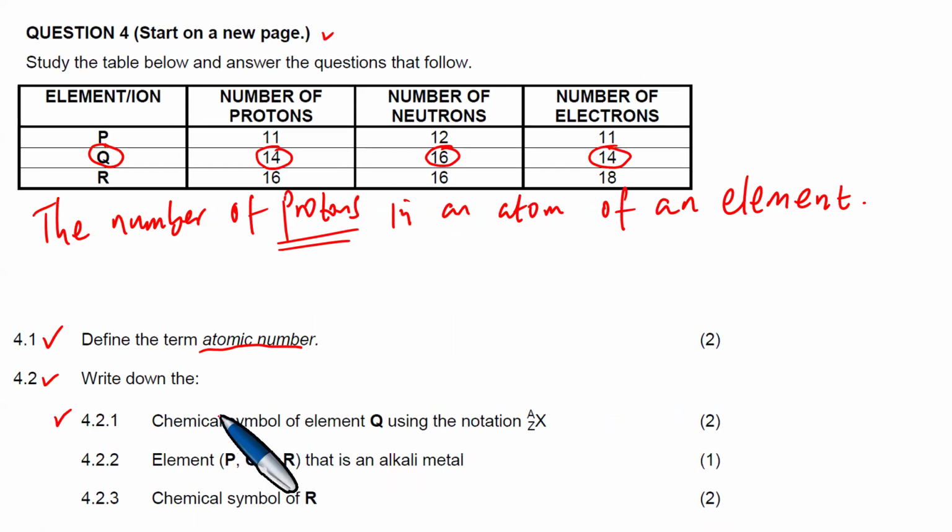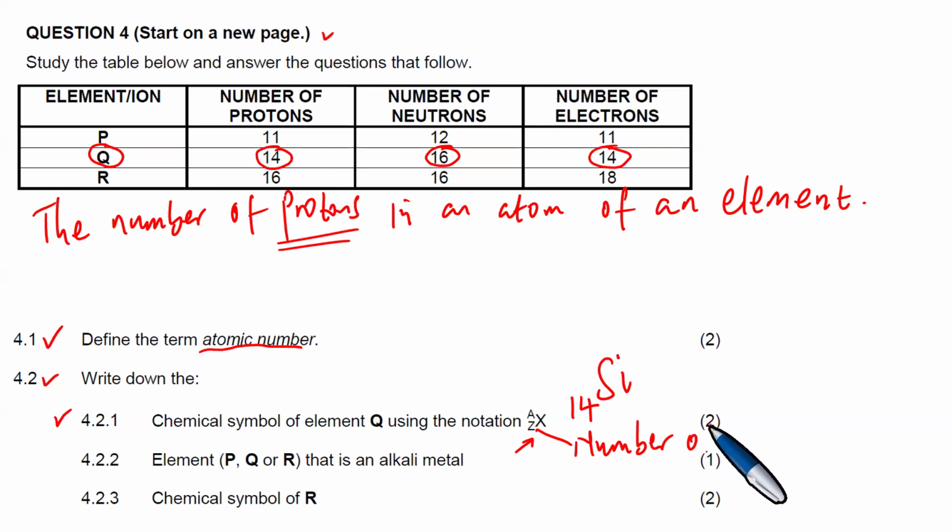Okay, so now let's write down the chemical symbol of element Q. We have seen that the element Q is silicon. So we need to identify now the Z here, which is the number of the protons, and the protons are 14. So the Z is the number of protons. So the protons are how many? The protons are 14.